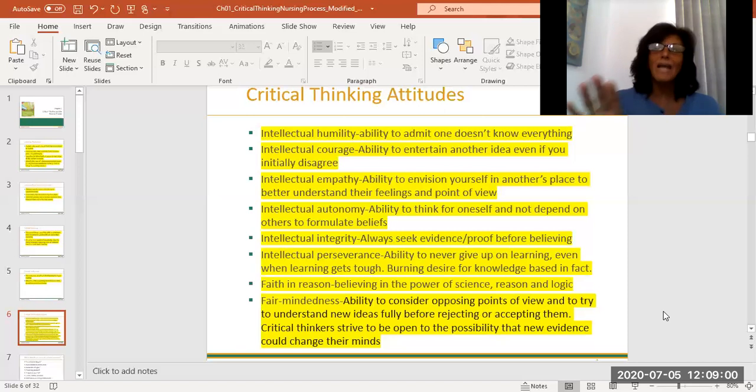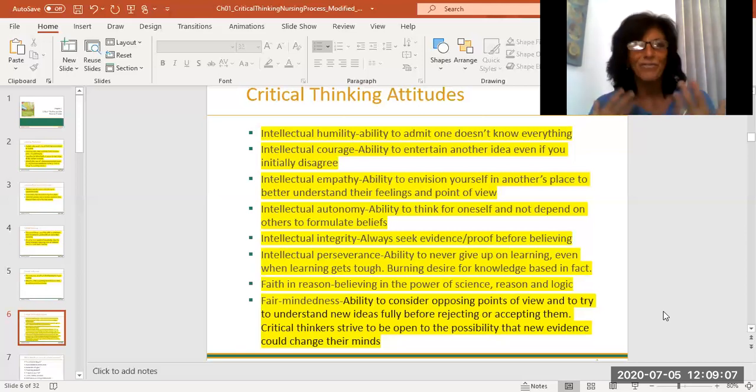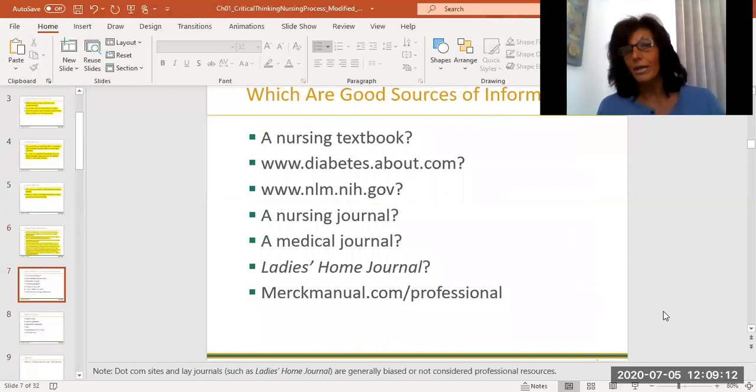So remember all those attributes as you move through the next 3 terms, because you're going to have to rely on them a lot and learn to develop and cultivate them in yourselves, okay? It's very important. So now, where do you get good information?